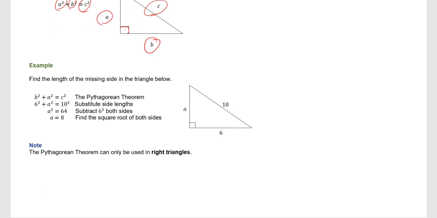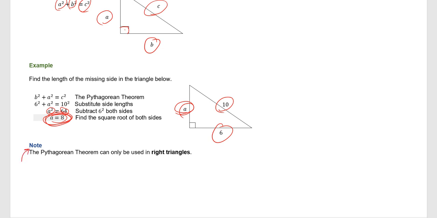Let's look at an example. Find the length of the missing side in the triangle below. So hypotenuse is 10, one of the sides is 6, and the other side is a. So we can say c squared is equal to b squared plus a squared, right? And this side b, we can use 6 for b. And then side a is side a. We need to determine. So 10 squared is 100, minus 6 squared is 36. So 100 minus 36 is 64. So a squared is 64. A is equal to 8.